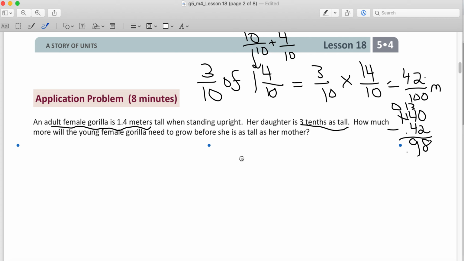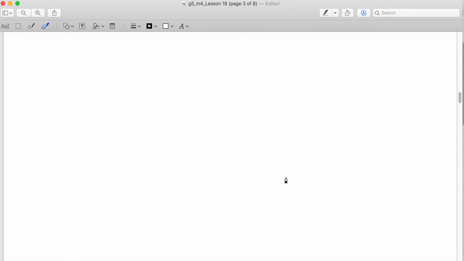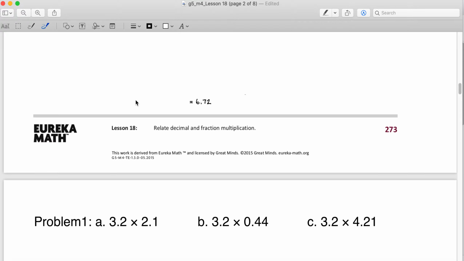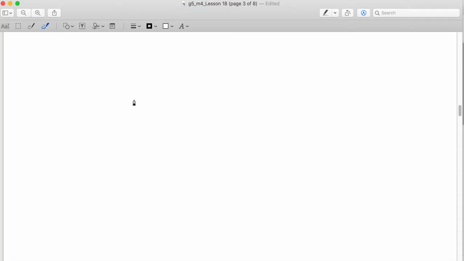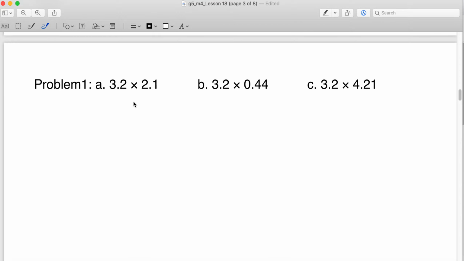All right, so that's it with the application problem. Let's go on to our lesson for today. As I did yesterday, I'm going to take a few minutes to do a few problems for you to get you started. I've got a number of problems here. I don't think we're going to get to all of them because I don't want this video to be too lengthy, but let's just get started.